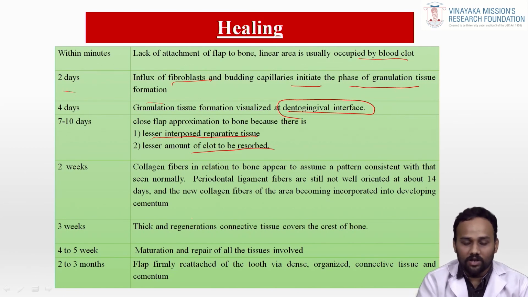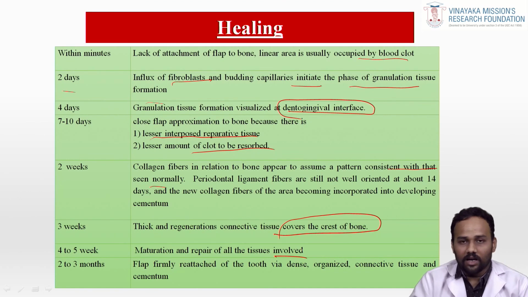In 2 weeks, collagen fibers appear to assume a pattern consistent with that seen normally. In 3 weeks, thick and regenerative connective tissue covers the crest of the bone. And at 4 to 5 weeks, there is maturation and repair of all the tissues involved. And after 2 to 3 months, the flap is firmly reattached to the tooth via dense organized connective tissue and cementum.